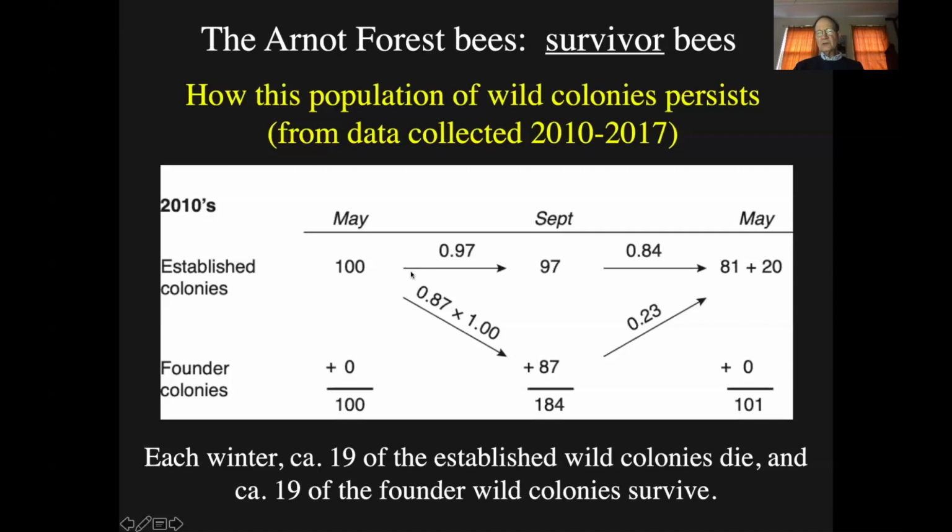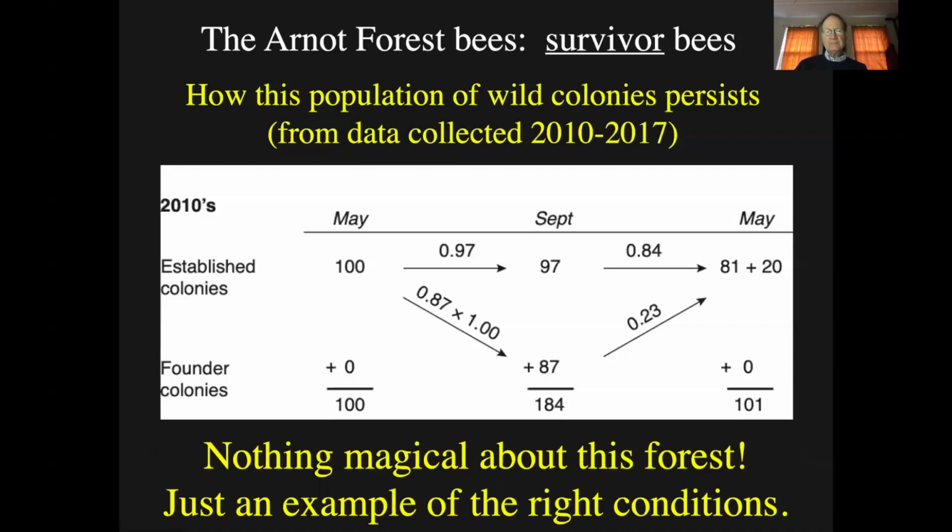So basically what's going on in the wild is that colonies are swarming a lot. Those established colonies have pretty good survival. Founder colonies, there are lots of them, but they have low survival, and their survival matches the deaths of the established colonies. So each winter, 19 of the established wild colonies die, and about 19 of the founder colonies survive. That's how this population of wild colonies persists, at least where I study them.